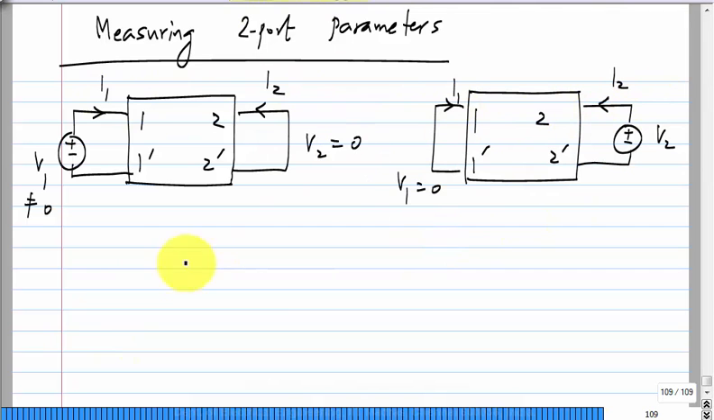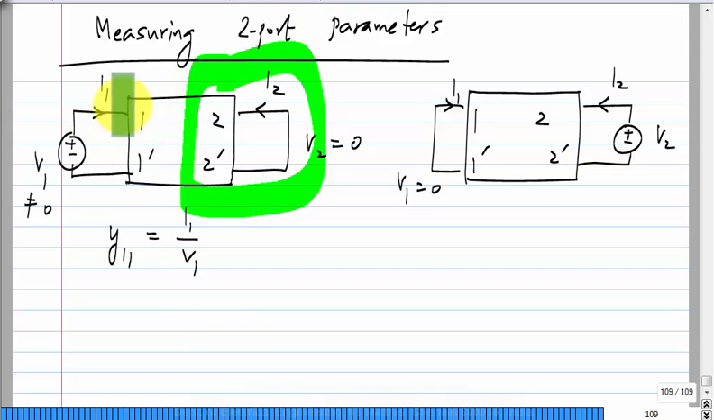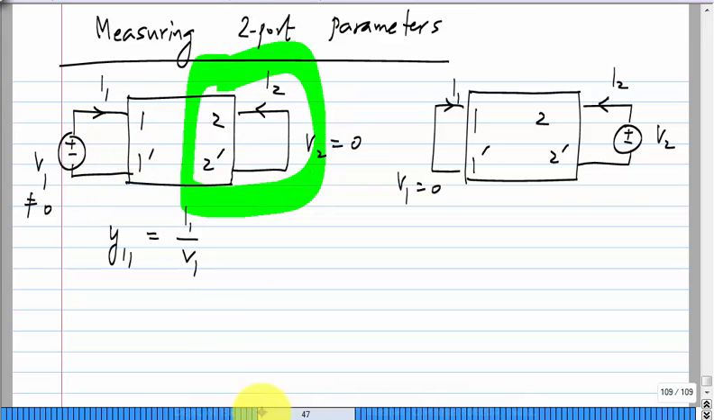Okay. So from this measurement we will get Y11, which is basically simply the conductance looking into this port, right? Because we are just measuring I1 divided by V1. For instance, if I hide the remaining part of it, it just looks like a 1 port, the conductance we are measuring. We are measuring the conductance looking into port 1 with port 2 short circuited. Is this clear?